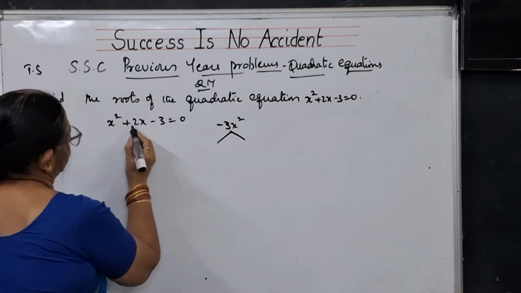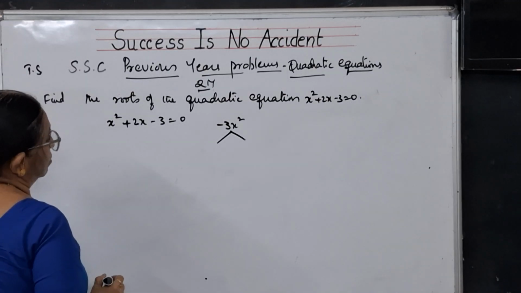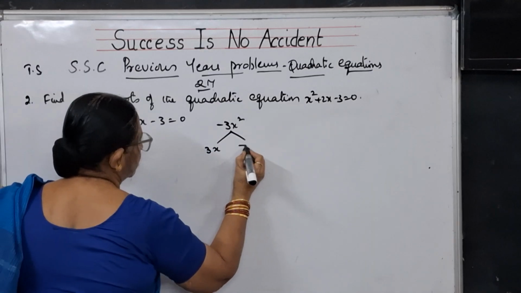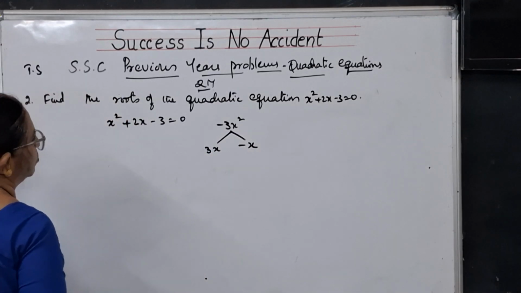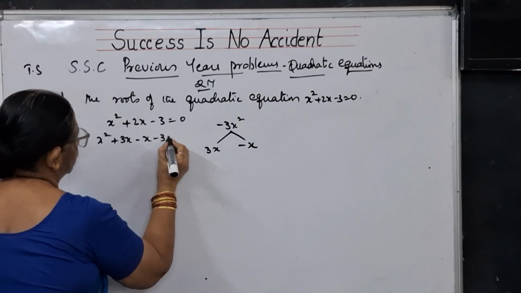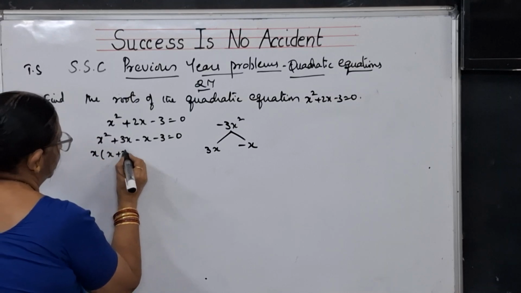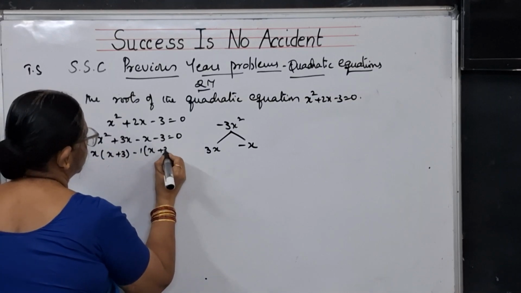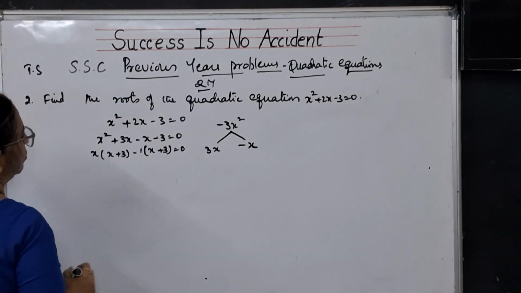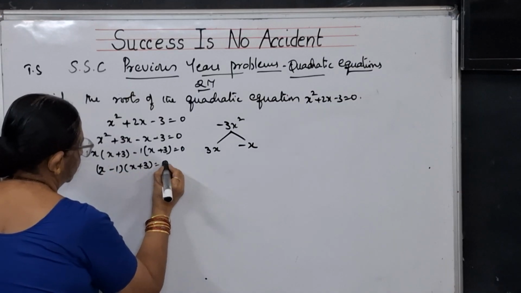Okay, so 2x, it is plus 2x. That means if I write 3 minus 1, I am getting 2. So I'll write it as 3x minus x, so that I'll get a plus 2x. So x square plus 3x minus x minus 3 is equal to 0. So here x into x plus 3 minus 1 into x plus 3 is equal to 0. So minus into plus minus. So be careful, children. So x minus 1 into x plus 3 is equal to 0.